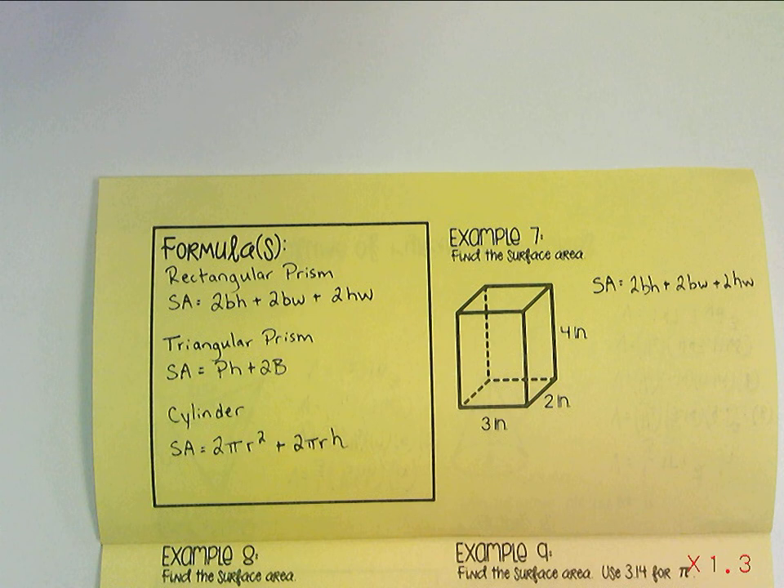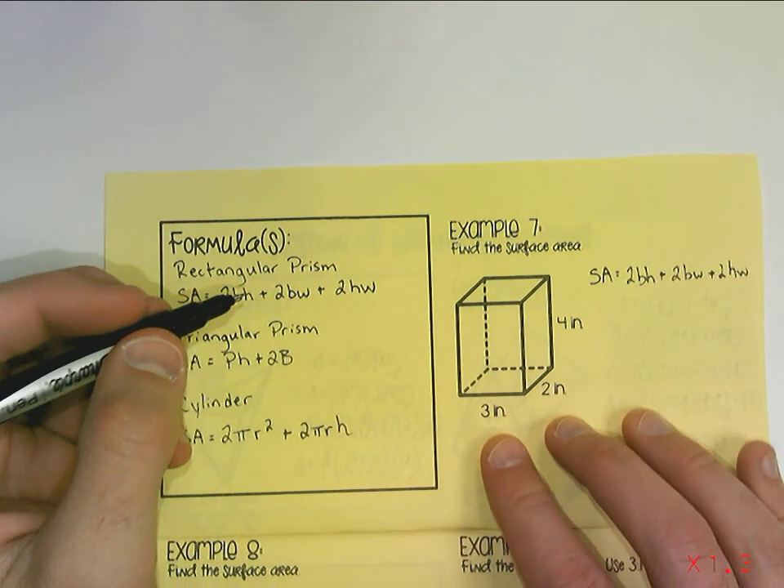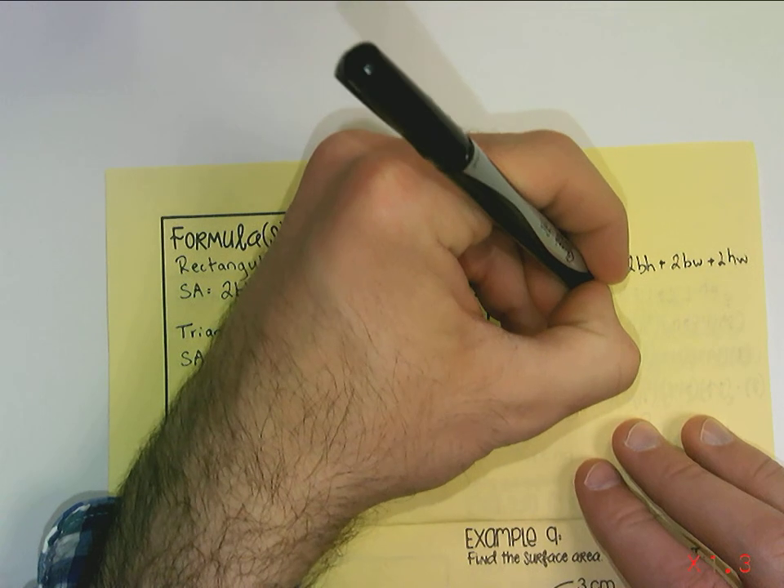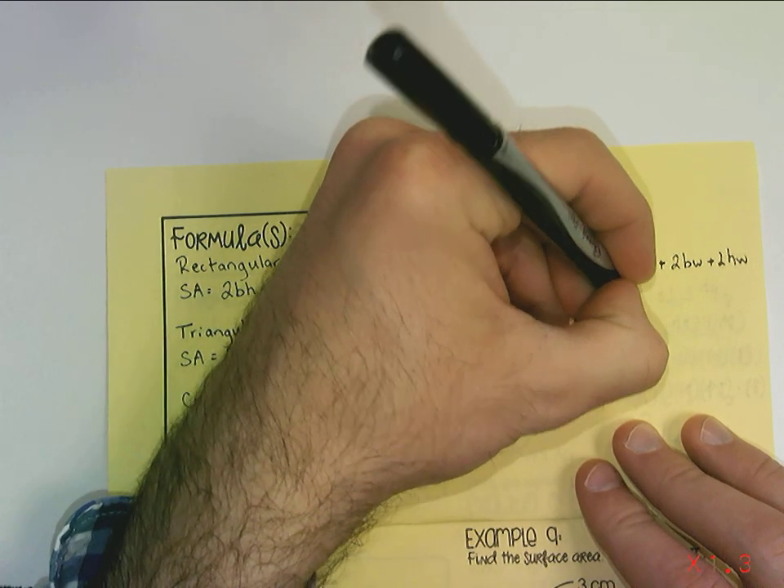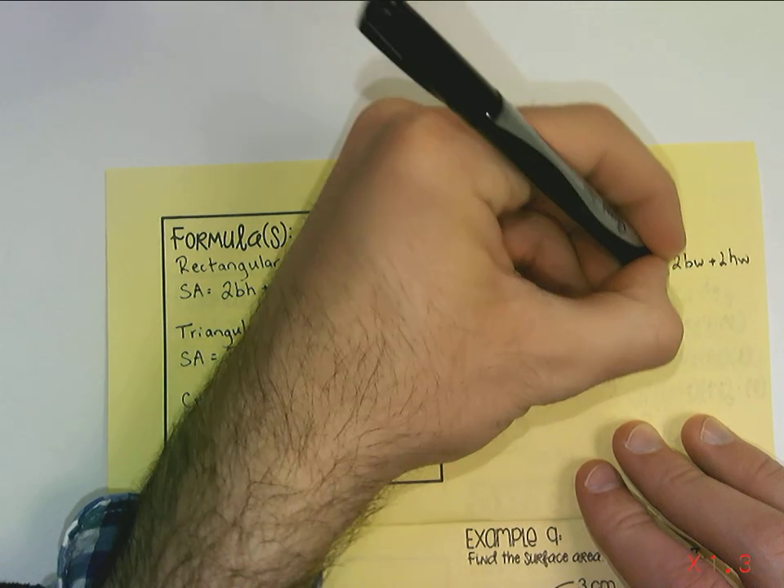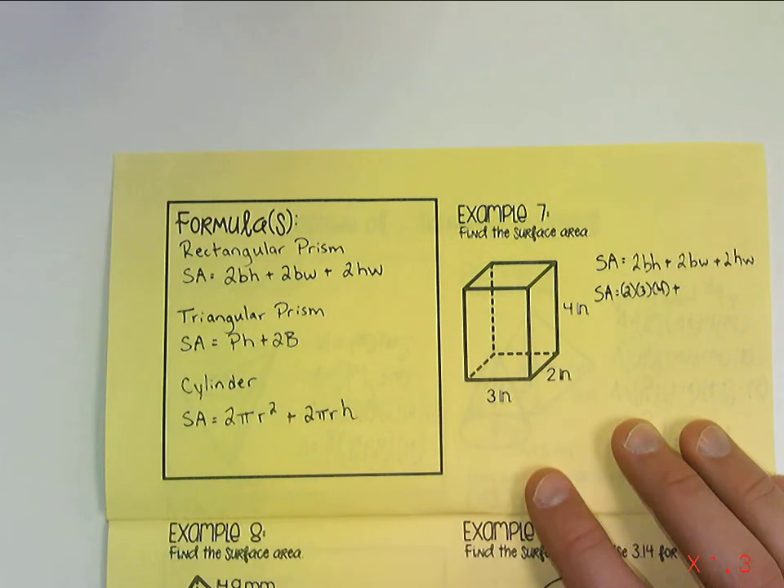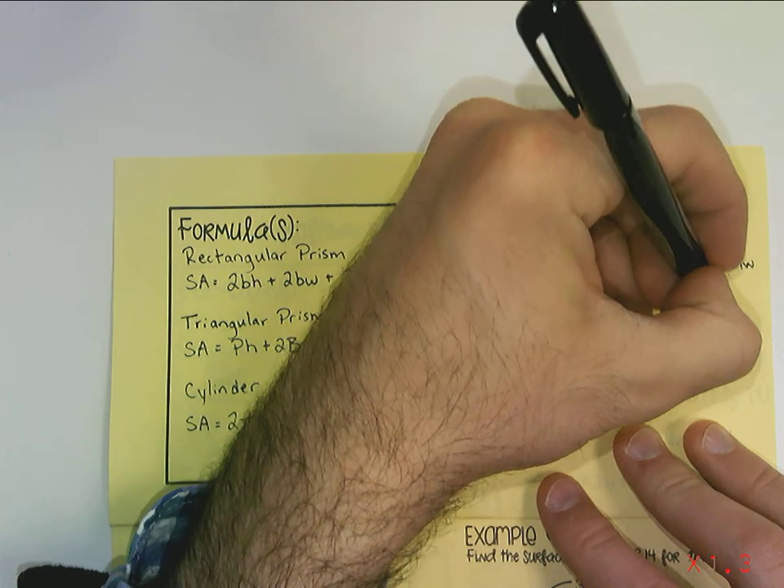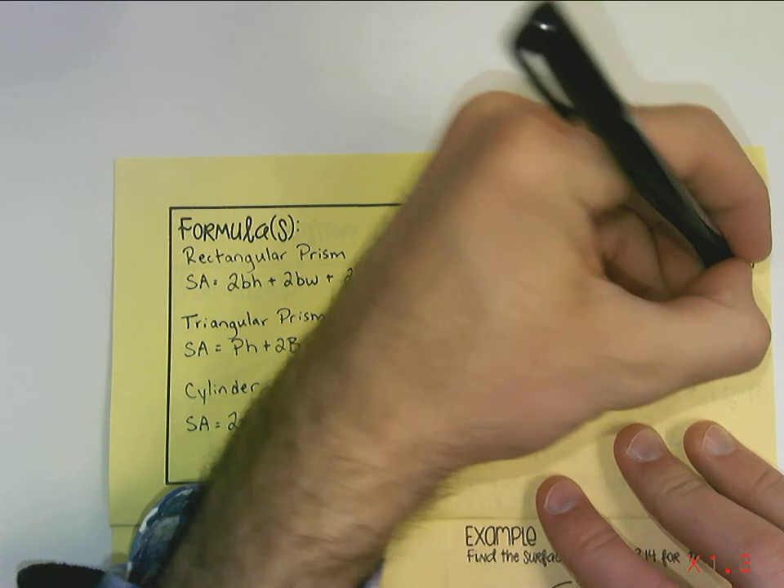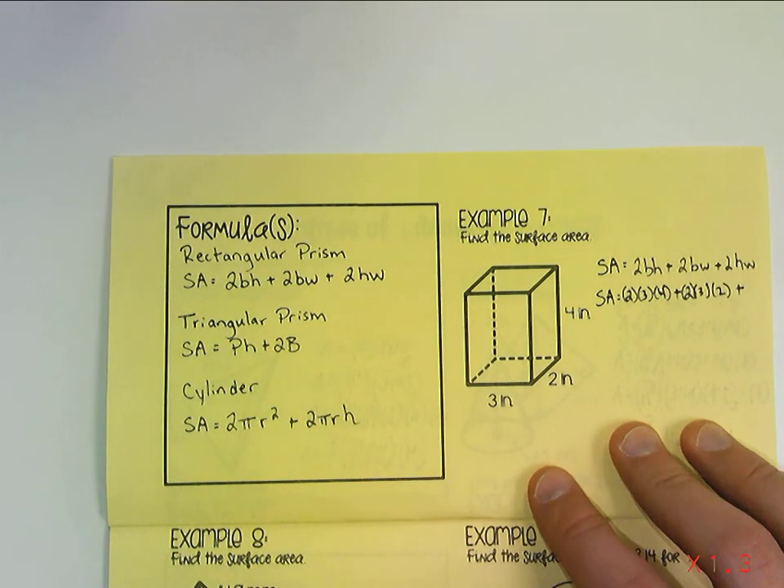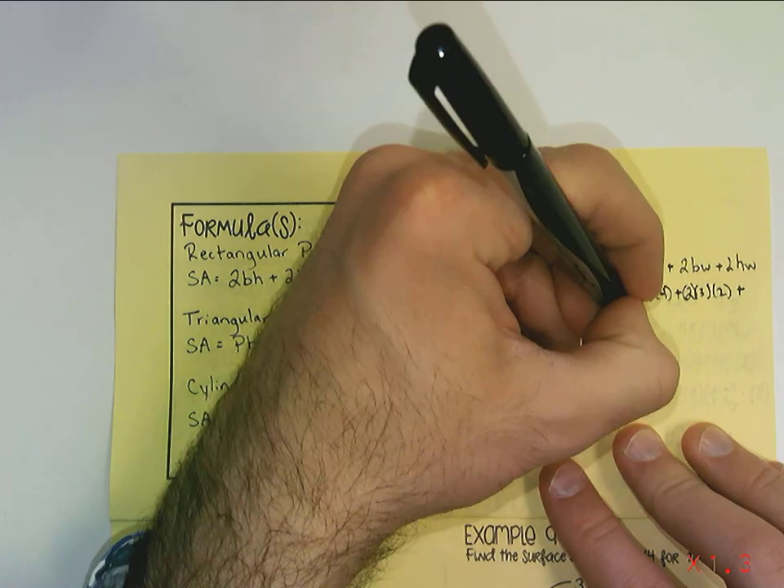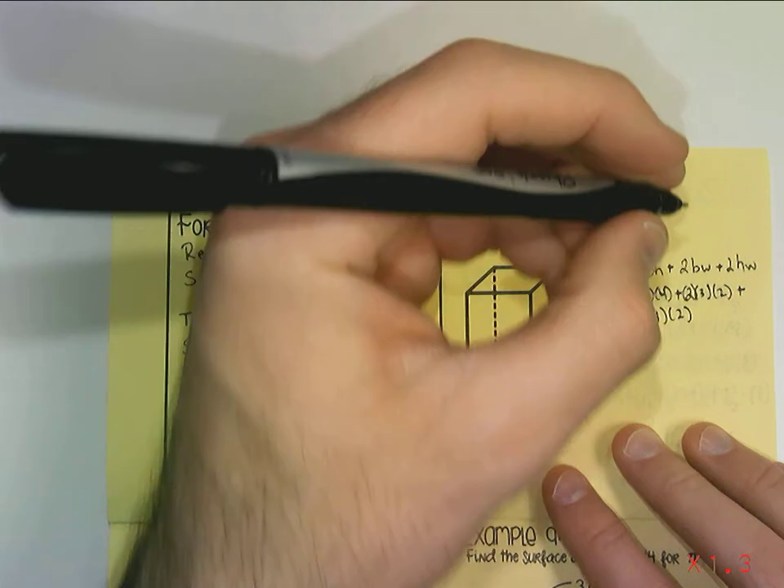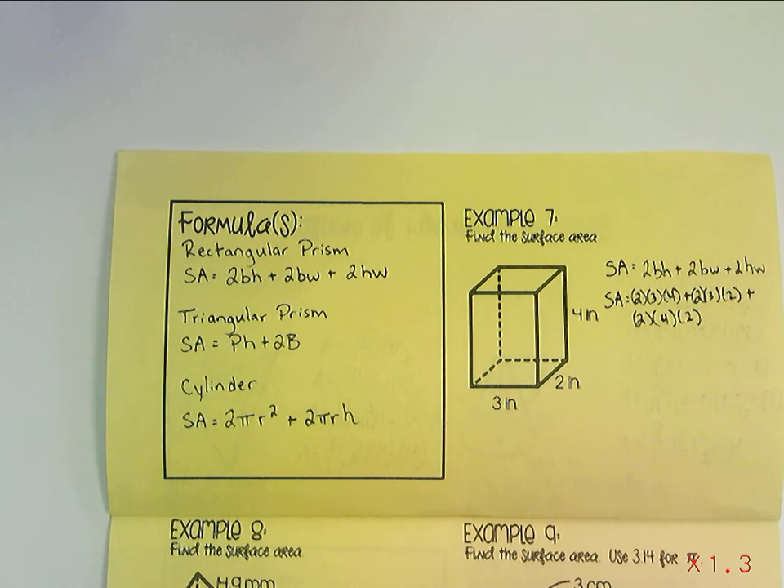So, base and the height would be 3 times 4. So 2 times 3 times 4. Plus, the base and the width would be 3 times 2. And finally, plus the height and the width, which would be your 4 times 2. 2 times 4 times 2. So let's go ahead and carry all those out.